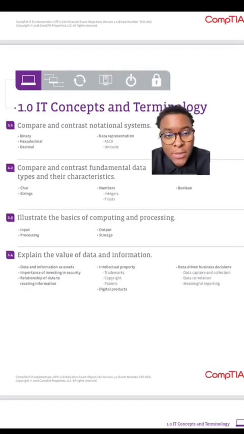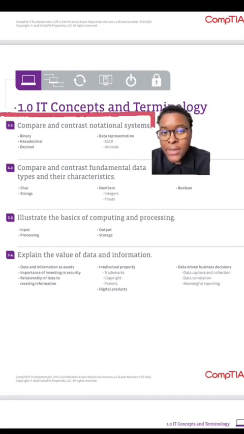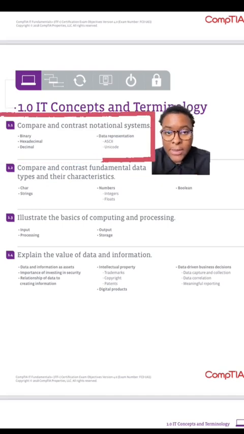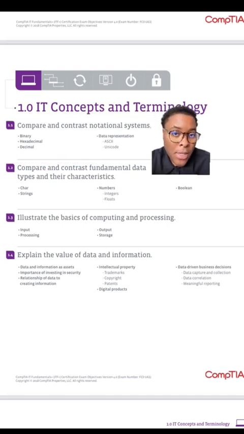Now, as it relates to the CompTIA exam, understand that notational systems are number systems, and a really simple definition for what a notational system is that it is a way in which numbers are represented. So let's go ahead and jump into that.